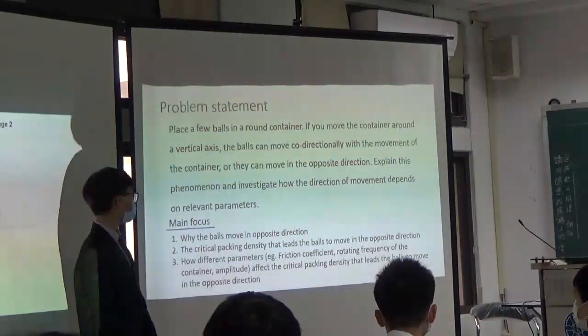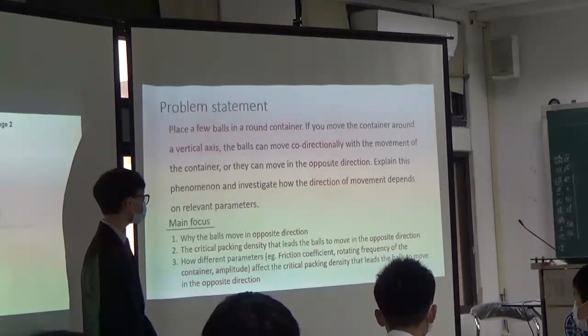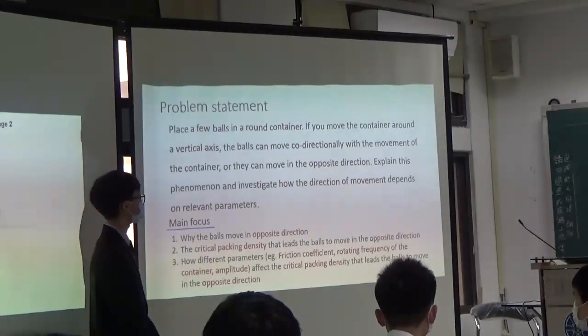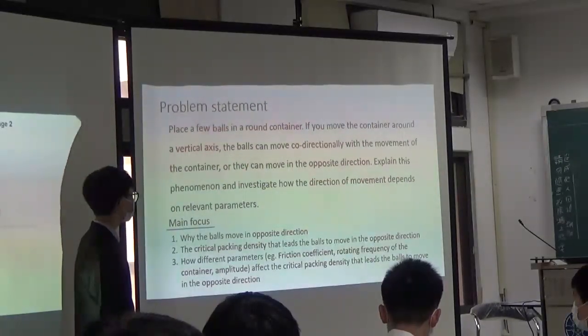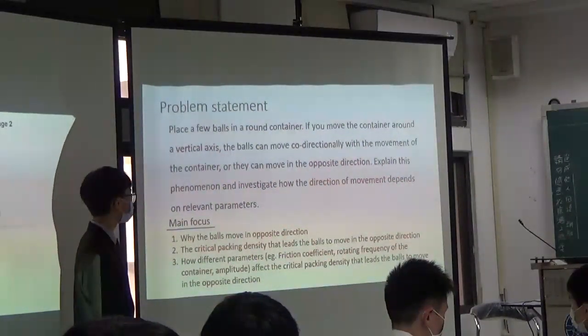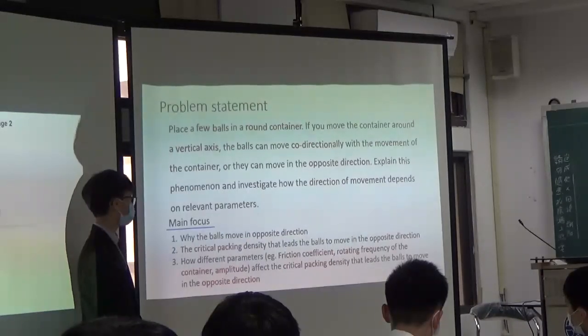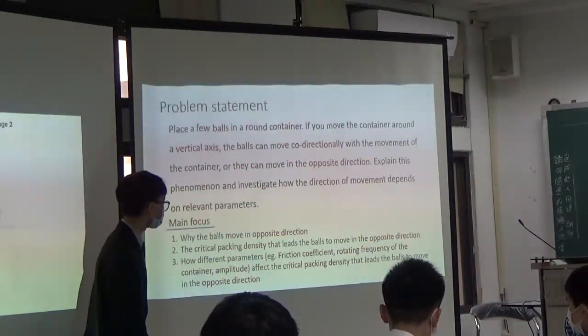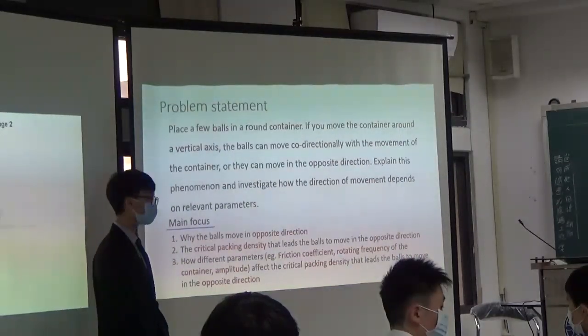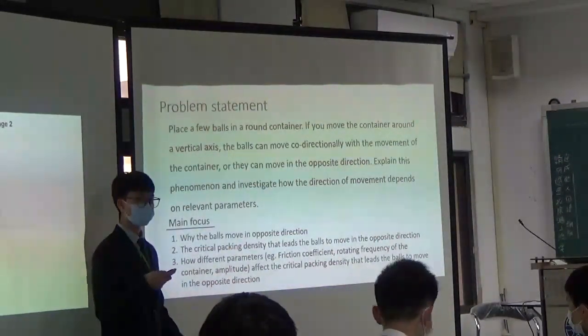And we'll mainly focus on why the balls move in the opposite direction instead of co-directionally, a critical casting density that leads the balls to move in the opposite direction, and how different parameters, for example the friction and rotation frequency of the container, affect the phenomenon.